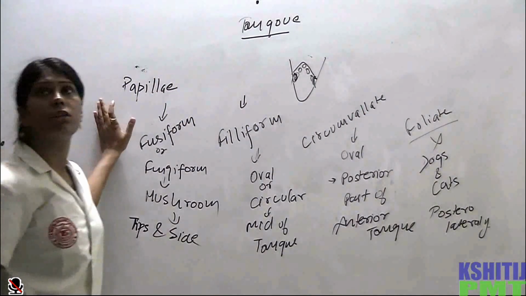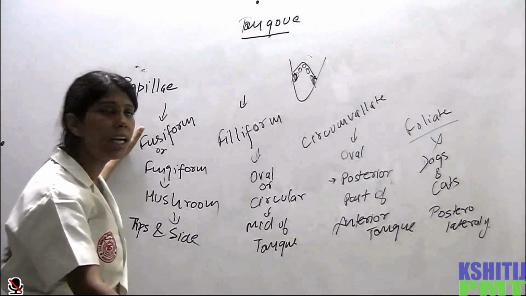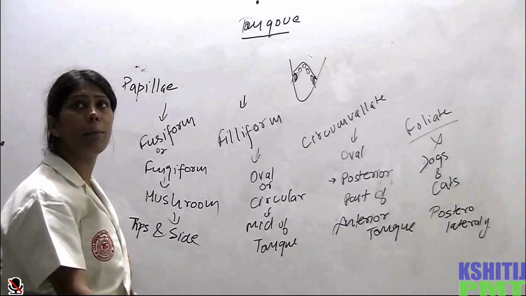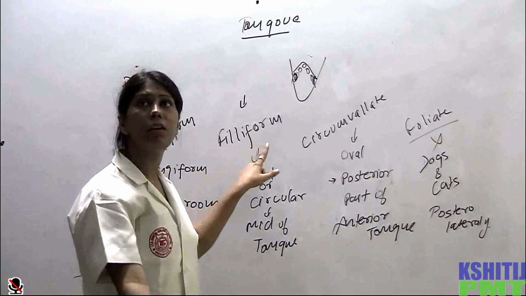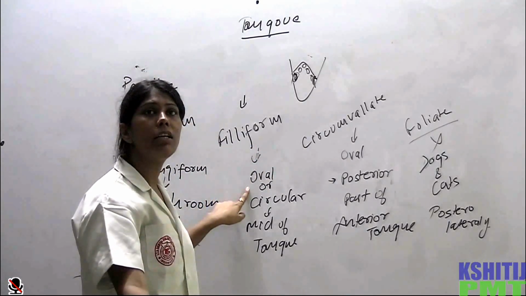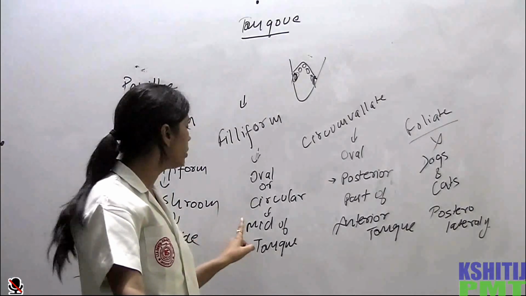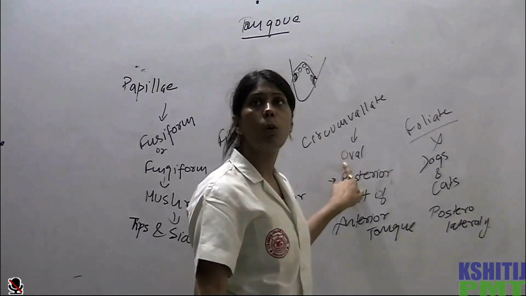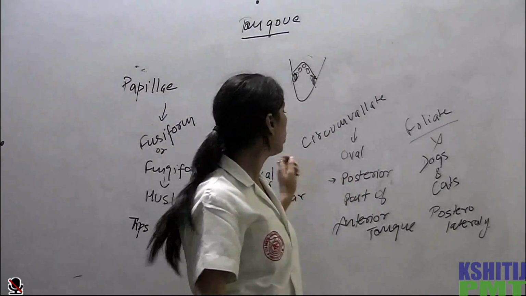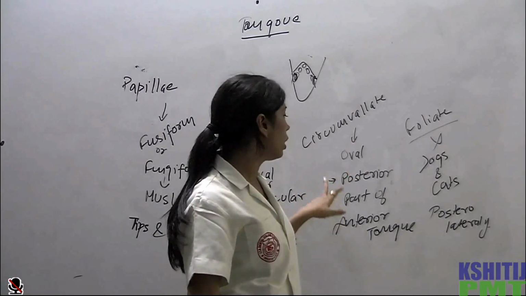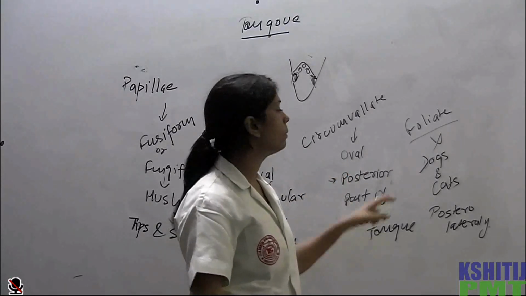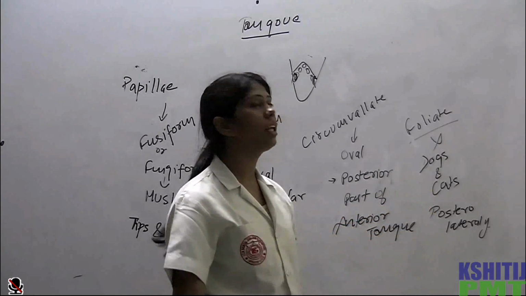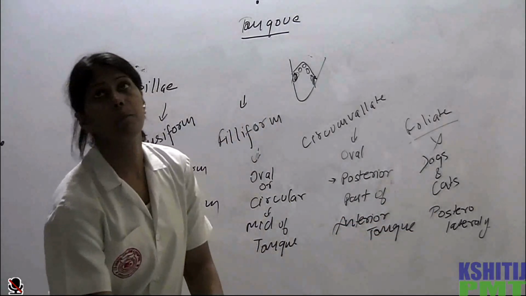So in short, quick revision: papillae are four types. Number one, fusiform or fungiform, that is of mushroom shape and present on the tip and sides. After that, we have filiform papilla, which is of oval or circular shape and present in the mid of the tongue. Now circumferent papilla is oval shaped, but larger in comparison to filiform papilla, and it is present on the posterior part of the anterior tongue. Foliate papilla is not present in our body. It is present in dogs and cats, and they are present posterolateral.